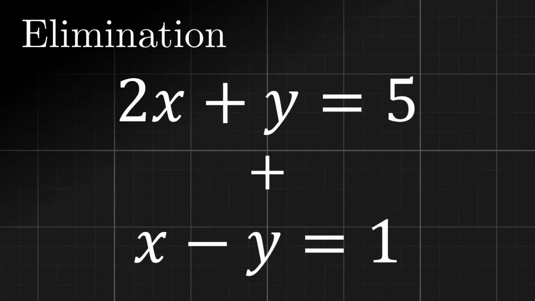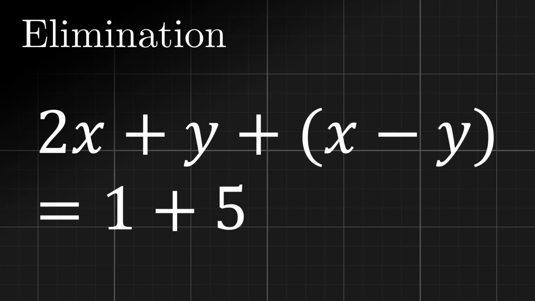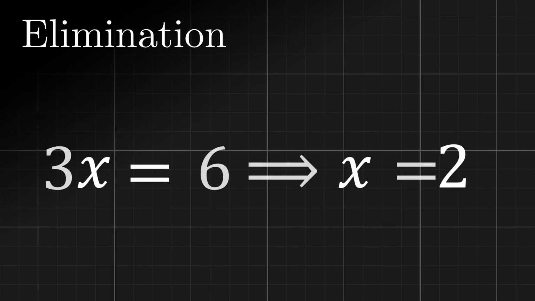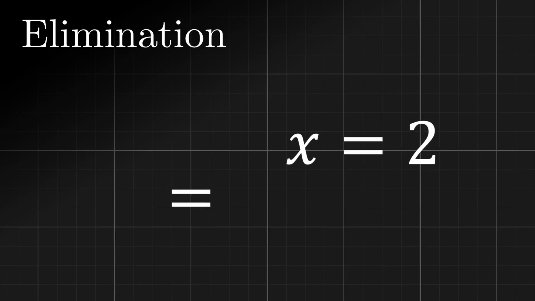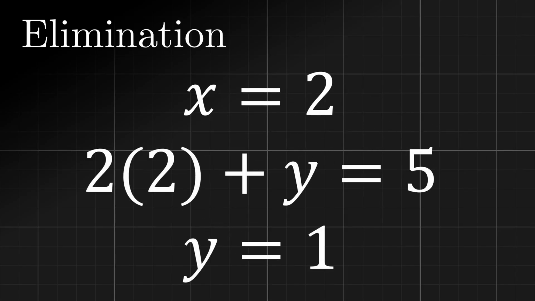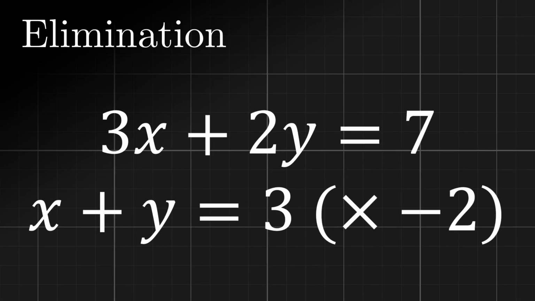Step 2 is to perform the addition or subtraction. Here we have 2x plus y plus (x minus y) is equal to 5 plus 1, which means 3x is equal to 6. Then we solve for the remaining variable, which gives us x equal to 2, as we saw previously. We substitute this value back into the original equation, and we get y is equal to 1. So again, we get the solution (2, 1), x equal to 2, y is equal to 1. But sometimes, you might need to multiply one or both equations by a number first to make the coefficients match up for elimination.